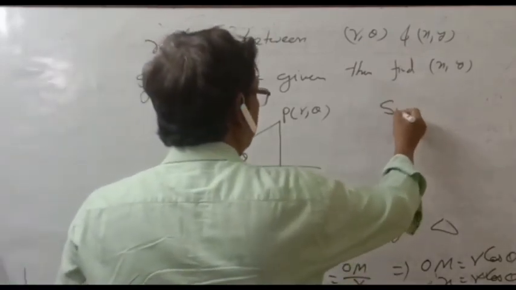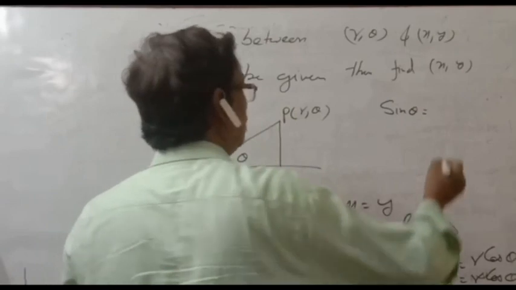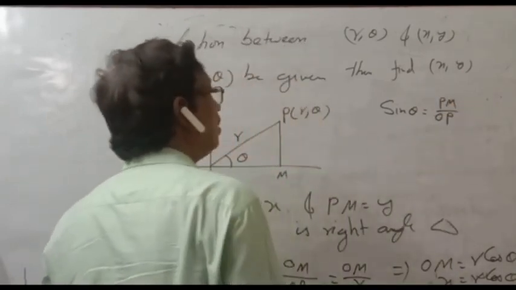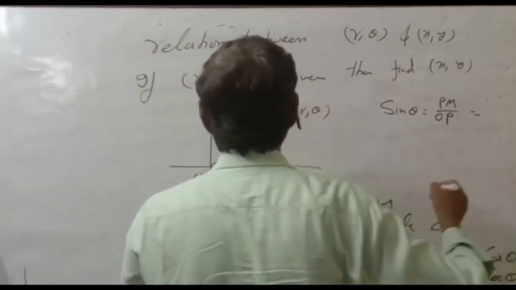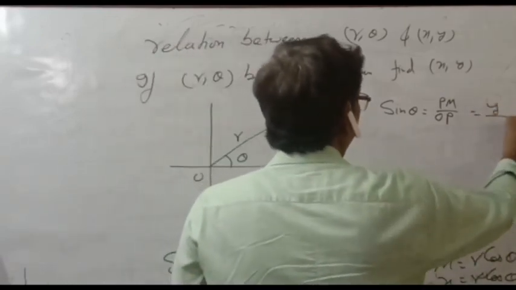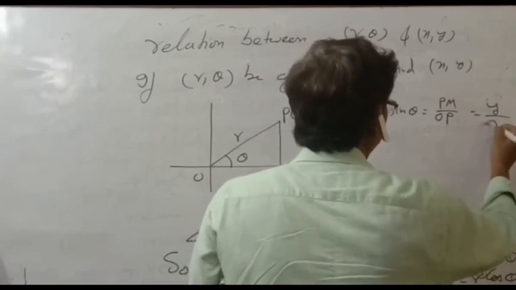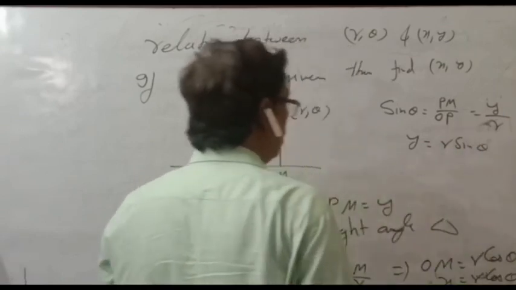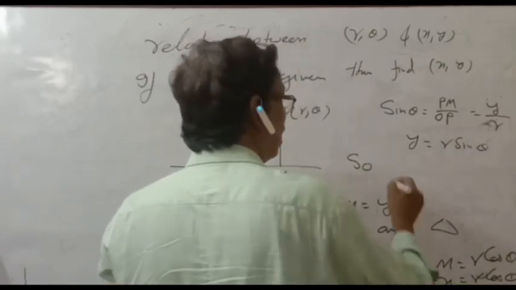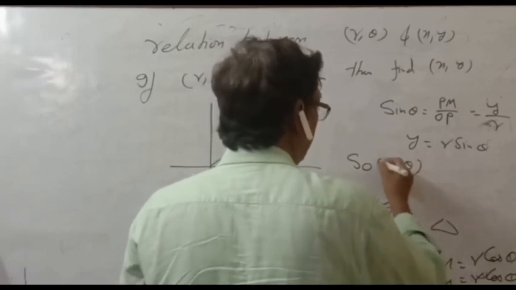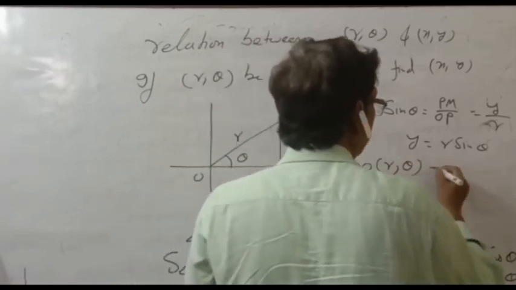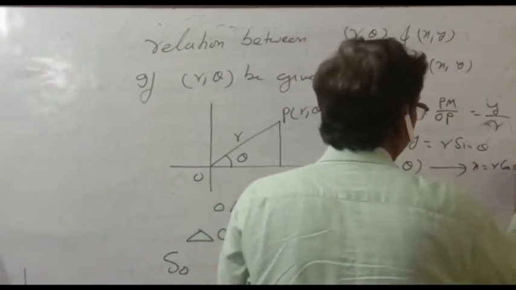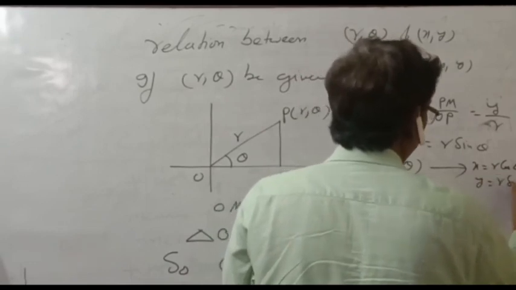Taking sin theta is equal to PM by OP, PM means y by r. Y is equal to r sin theta. So r and theta are represented by x is equal to r cos theta and y is equal to r sin theta.